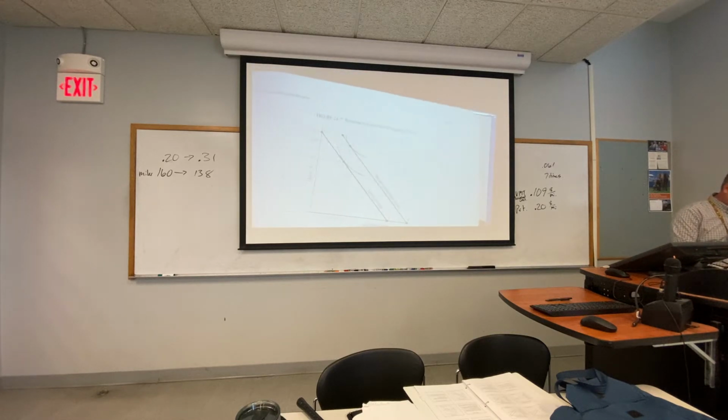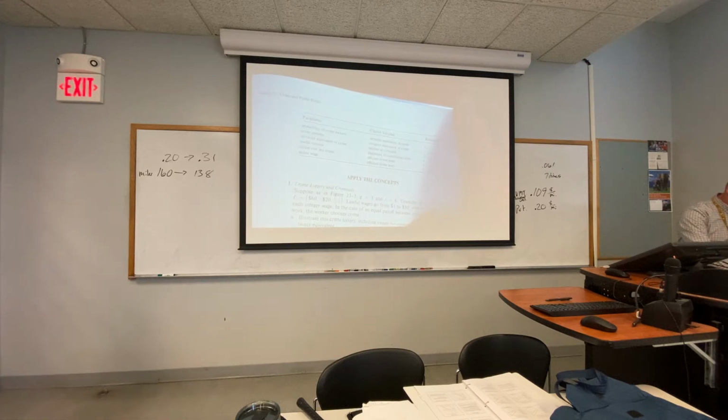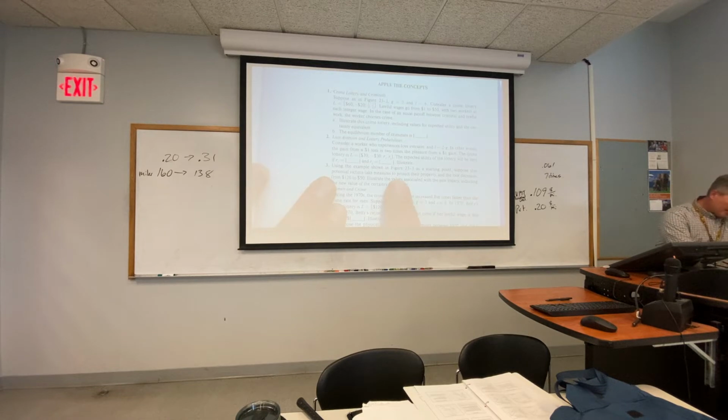All right, so we get into the crime. And Lawson, you said number 3? Yeah. The apply, do you want to do it? Okay, using the example shown in figure 23.3 as a starting point, suppose that potential victims take measures to protect their property and the loot decreases from 120 down to 50. Illustrate the values associated with the new lottery, including the new value of the certainty equivalent.